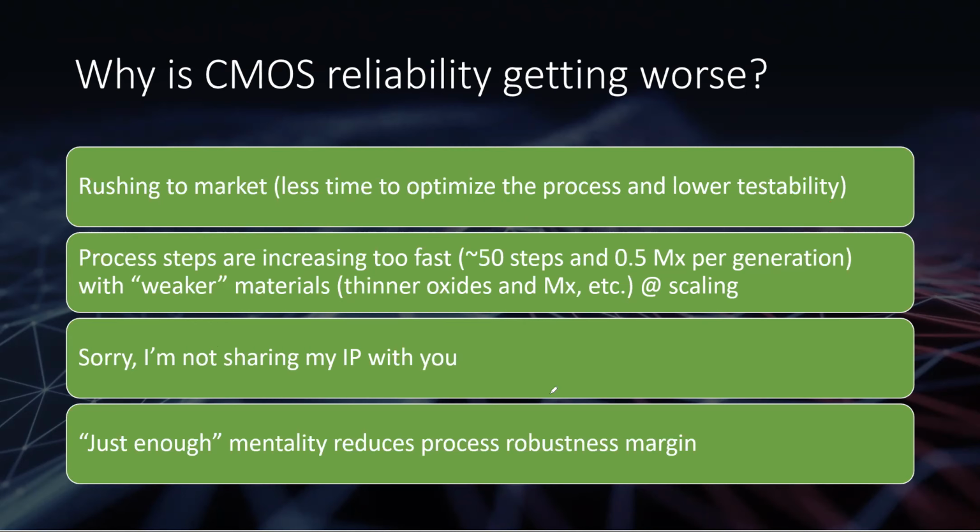And then there is weaker material. What I mean is that the oxide has to be thinner and the metal has to be thinner, right? Everything has to be thinner because you're scaling. You force everything to be intrinsically weaker from scaling. On top of that, there's no sharing of IP. I don't want to share my IP with you. I solved my problem with an expensive process. Of course, I'm not going to share it with you in a paper or in some spec.